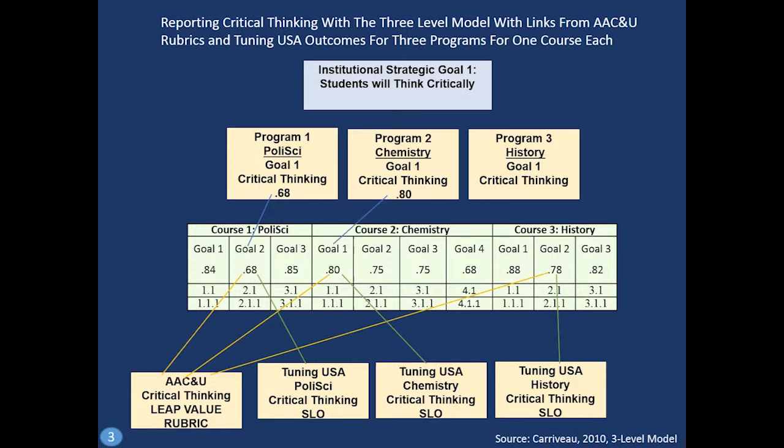So now we have 3 different programs that all measure critical thinking in terms of the common language that might occur within AAC&U, and probably at least common within the discipline, but generally they're going to be similar wordings. And so the institution can then report the outcomes at their level.